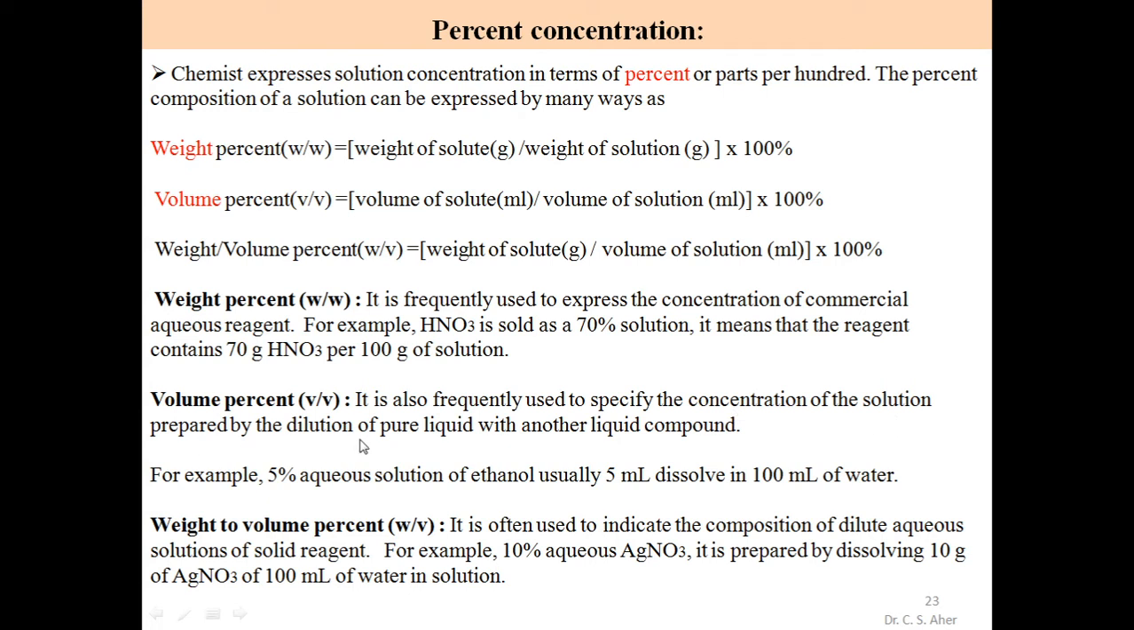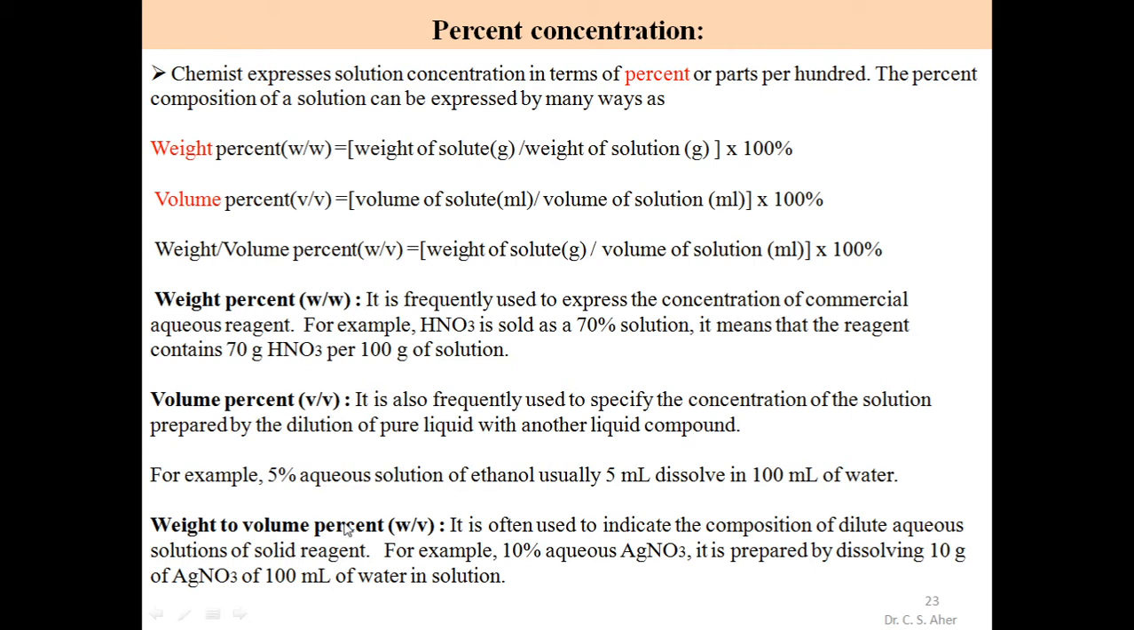Second, volume percentage is also frequently used to specify the concentration of a solution prepared by dilution of a pure liquid. So we have the solute in liquid form, we dilute it, and we get the solution. For example, a 5% solution of ethanol. Ethanol is a liquid. Its 5% solution means we take 5 ml of ethanol and make the volume up to 100 ml. That is the 5% aqueous solution of ethanol.